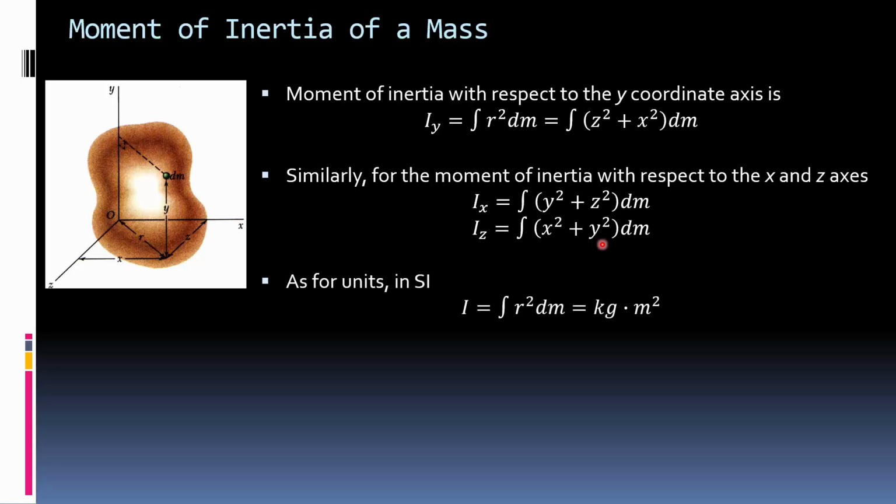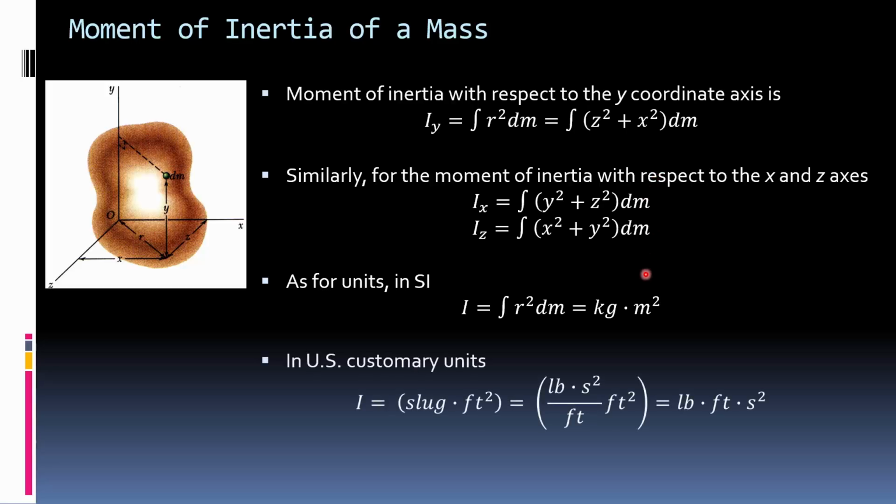So when you talk about the units, you're looking at r squared dm. So you're looking at a mass and a distance squared, so kilogram times meter squared. In U.S. customary units, or English units, it gets a little more complicated. It's still mass times distance squared, but when you actually look at what these masses are, it works out to be pound foot second squared.